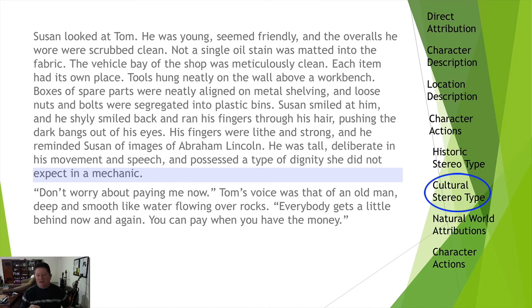So again, the historic stereotype I'm using here is a contrasting model, and it's contrasting Abraham Lincoln against a mechanic. And I think at the end of this, you have a really good sense of who Tom is and what is this, 15-something short sentences instead of 80,000 words to show that Tom is all these things. I'm just telling you, all right? So tell, don't show. And then, of course, I have a natural world attribution coming up and character's actions.